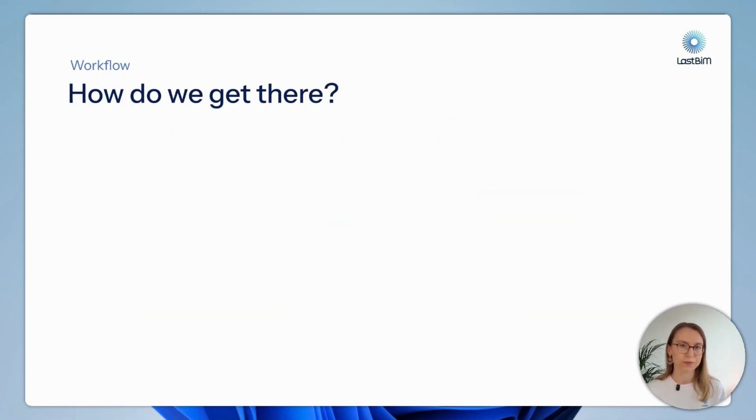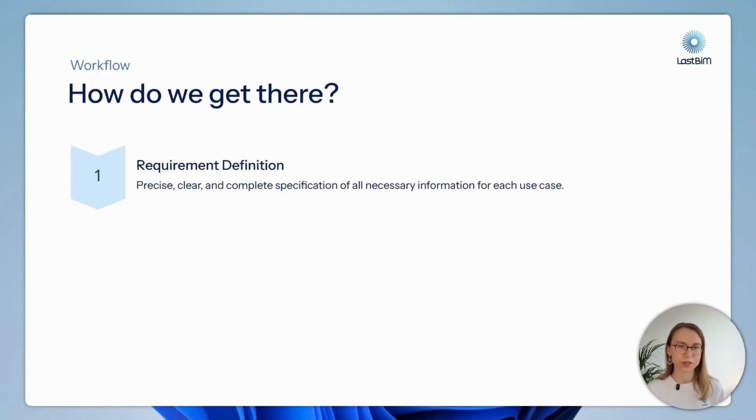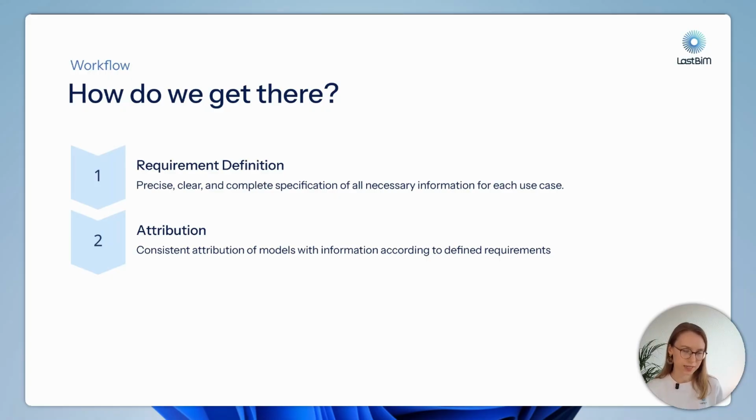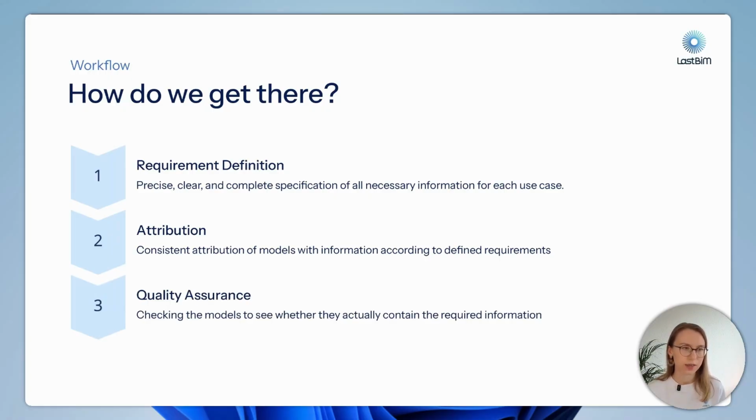So how do we get there? First of all, we always need to define the requirements. When we do not know what information we need, then we can also not make sure that the model has all the information. So we need to know what information is necessary for our use cases and define this as precisely and clearly as possible as a foundation for the coming attribution. So that's the next step, the attribution, where we will actually enrich our models with the information according to the defined requirements. And then ideally we also have a quality assurance to make sure that all the models actually contain the required information.